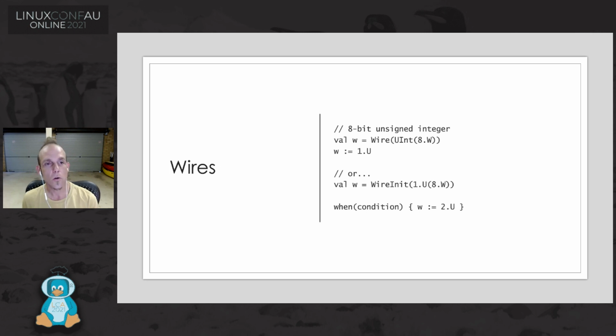And then you've got these things called wires, which represent the signals interconnecting things. So a wire is always of a type. So here we've got an 8-bit unsigned integer wire, and then we're assigning the value 1 to that wire. Or you can do it all in one line with WireInit and then giving it the literal inside there. And then later on, you can say, if some condition's met, then change the value of that wire to something else. So here we're setting it to 2.